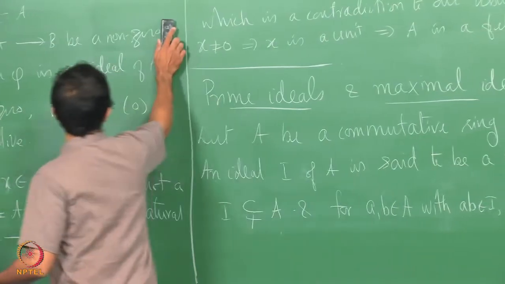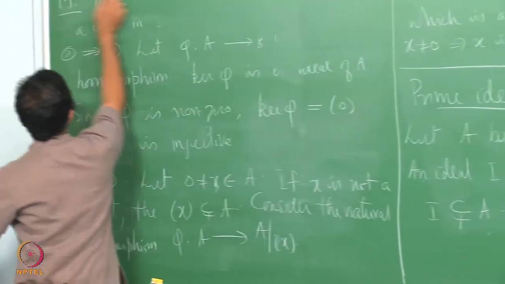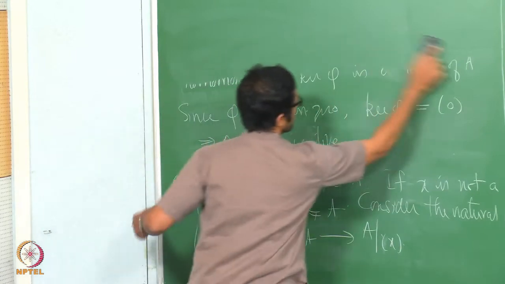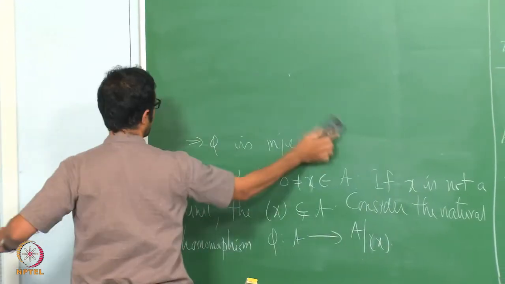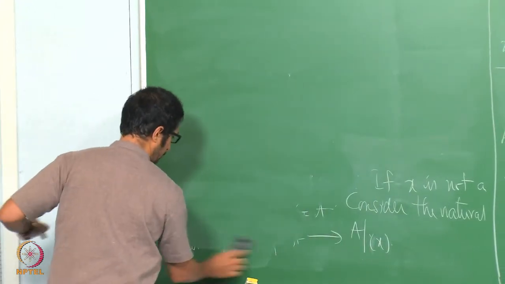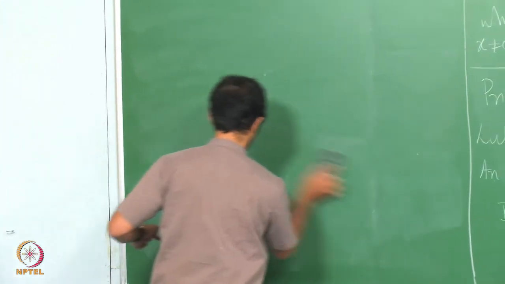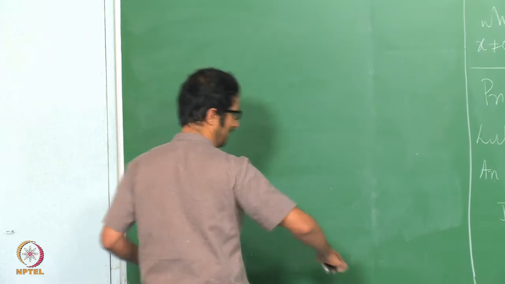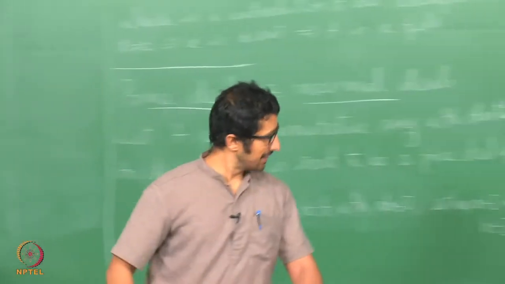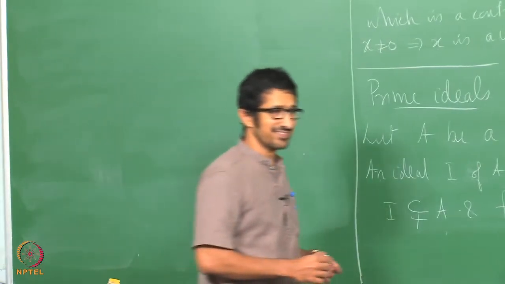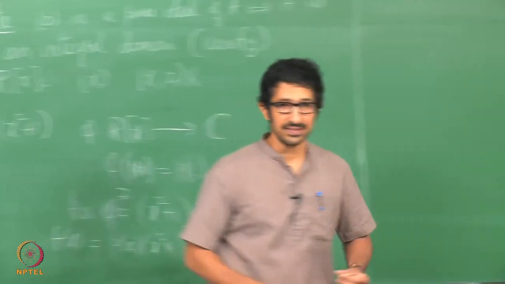Now, in R[x], can you give me more prime ideals? Can you give me a prime ideal of degree 3? Can you give me a prime ideal in R[x] generated by a degree 3 polynomial, I mean? Why?